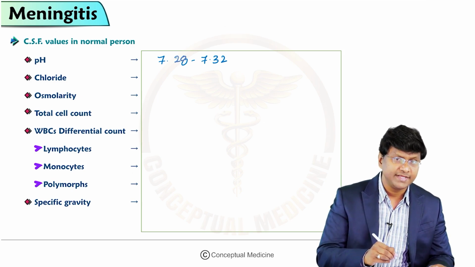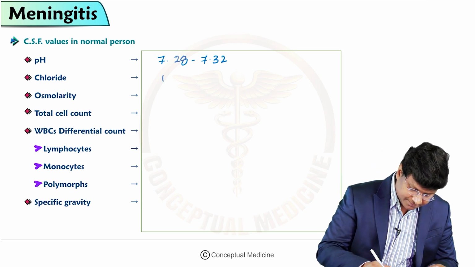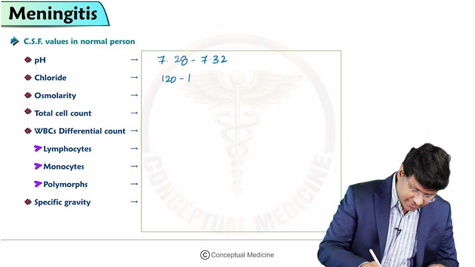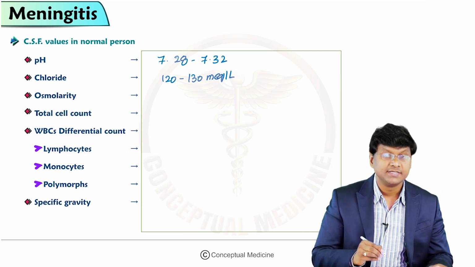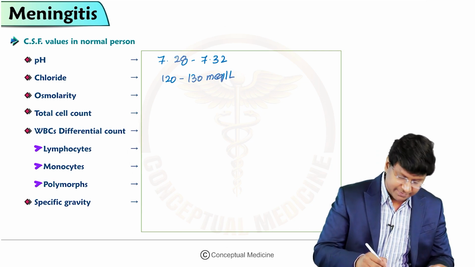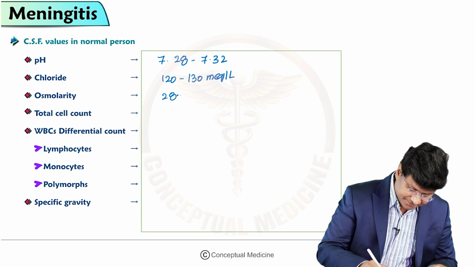And the chloride we have already discussed, that is around 120, or it can be even up to 130 milliequivalents per liter. And the CSF osmolarity will be around 280 to 300 milliosmoles per kg.